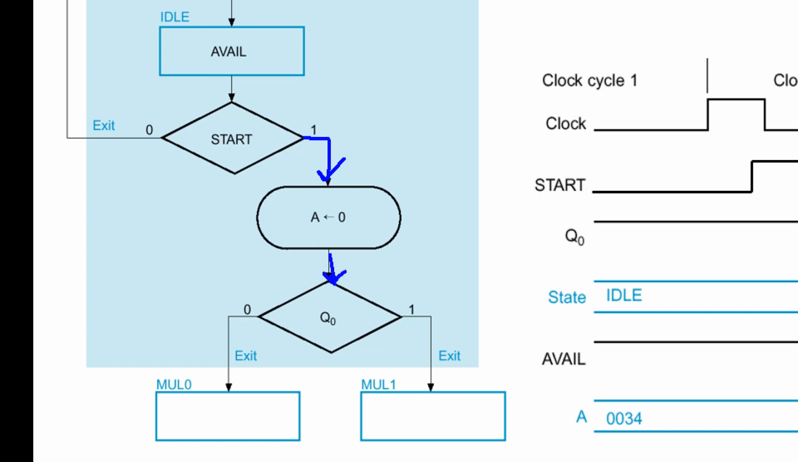And when the clock ticks, if Q0 is 1, it goes to state mod 1. If Q0 is 0, after the clock tick, it goes to mod 0. Okay, this is the input condition.